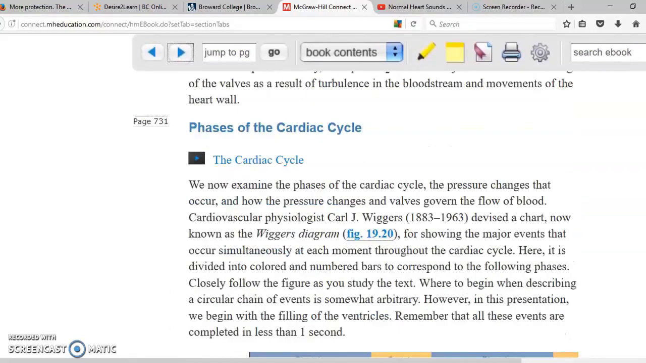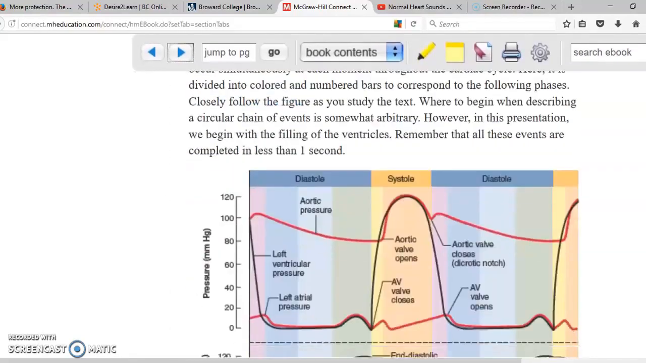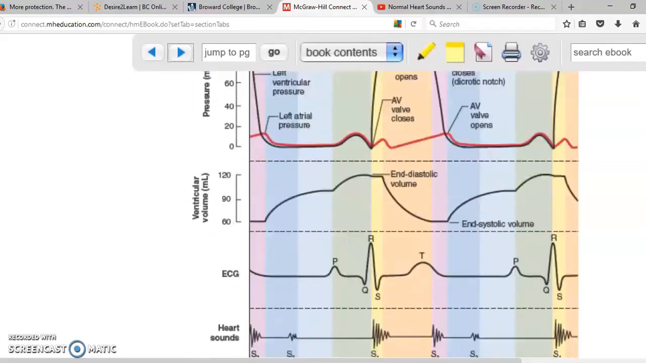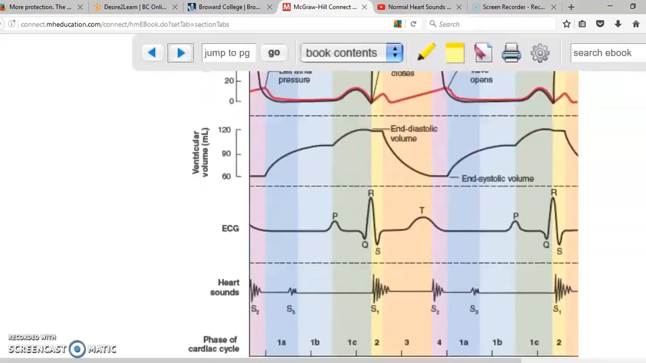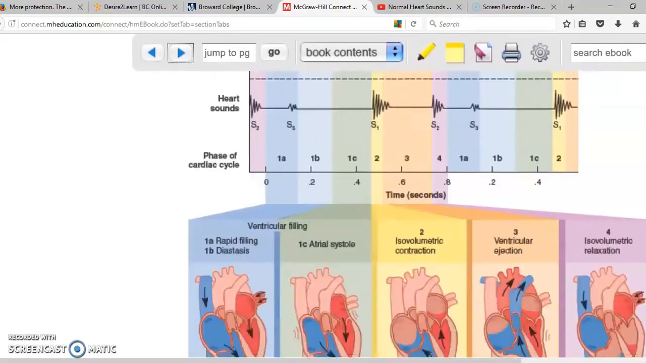The cardiac cycle, we already talked about it. This is just a graph showing you the different types of pressures that you have in your heart. So it's looking not only at how the blood flows in your heart, but also how the heart contracts and how you see that in the electrocardiogram.